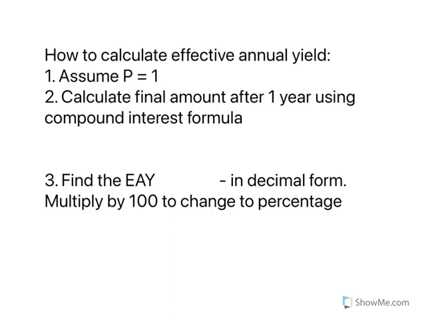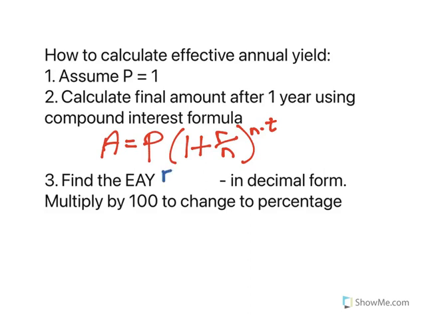So recall the compound interest formula is A, the ending amount, equals principal times (1 plus r over n) raised to the n times t power. So we make P 1, we make t 1, which makes the formula a whole lot simpler. Now, once we have that amount, we can calculate the effective annual yield. Sometimes the effective annual yield is also shown as r with a subscript of eff, like the rate effective. So sometimes you might see it like that. And in decimal form, we'll want to change it to a percent by multiplying by 100.